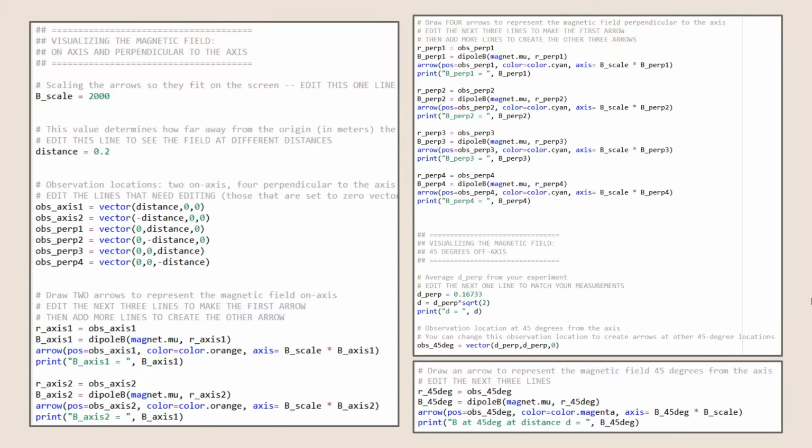After that, I created arrows representing the magnetic field at 6 observation locations, 2 of which are on axis and 4 of them are perpendicular to that axis. Each of these arrows has a magnitude and direction. D-perp was set to be equal to 0.16733, which was in our data from our Excel sheet. I also found the magnetic field at the location that is 45 degrees from the x-axis, and this was done by using the magnetic field function that I showed earlier with d-perp.